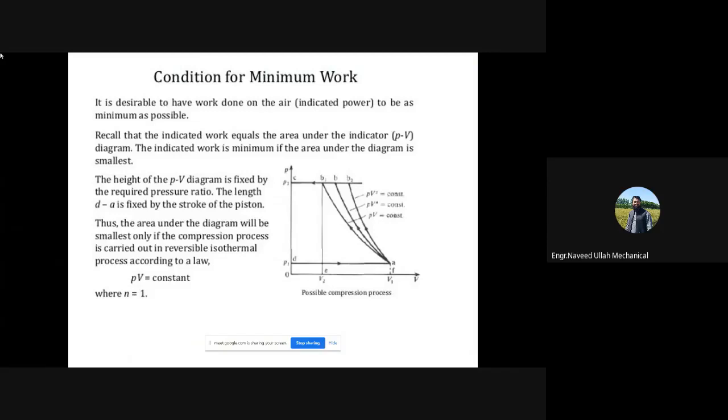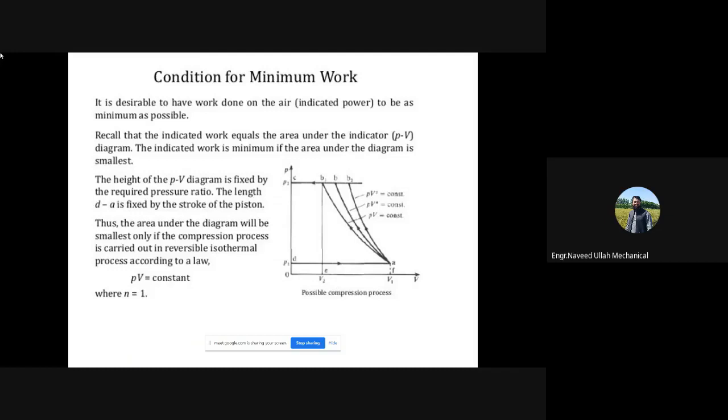Okay, so today we will be discussing the remaining portion that we left in the previous class.